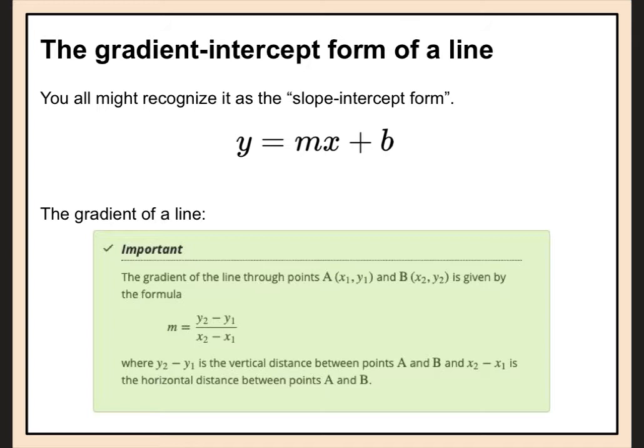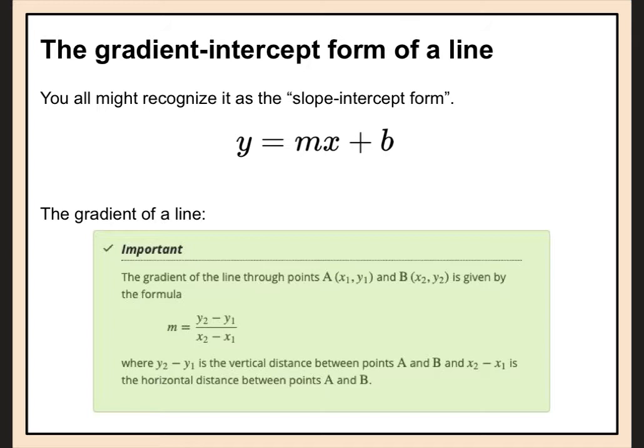Hopefully from your previous algebra classes, you guys also went over how to find the slope between 2 points. So now we're going to call it the gradient of the line through points A and B. And so the formula is m is equal to y2 minus y1 all over x2 minus x1, where y2 minus y1 is the vertical distance, and x2 minus x1 is the horizontal distance.